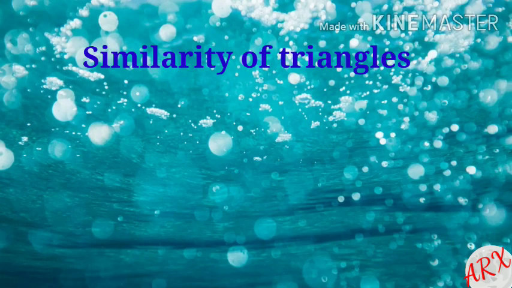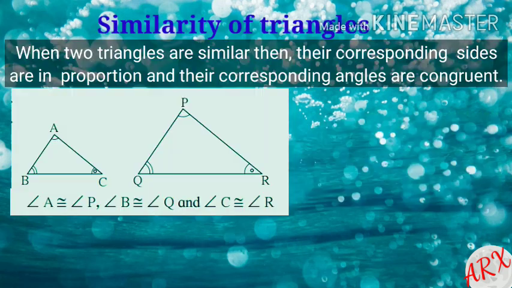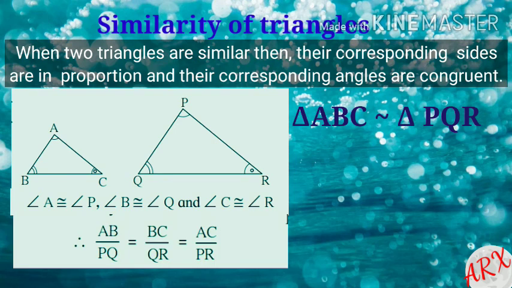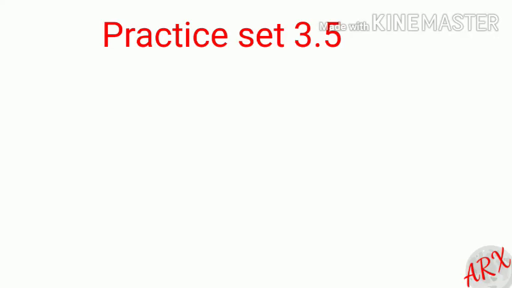Now we will move on to similarity of triangles. When two triangles are similar, their corresponding angles are equal and their corresponding sides are in proportion. Sign of similarity you can see on the screen. For example, if triangle ABC is similar to triangle PQR, then angle A congruent to angle P, angle B congruent to angle Q, angle C congruent to angle R, and AB upon PQ equal to BC upon QR equal to AC upon PR. Now we will move on to practice set 3.5.